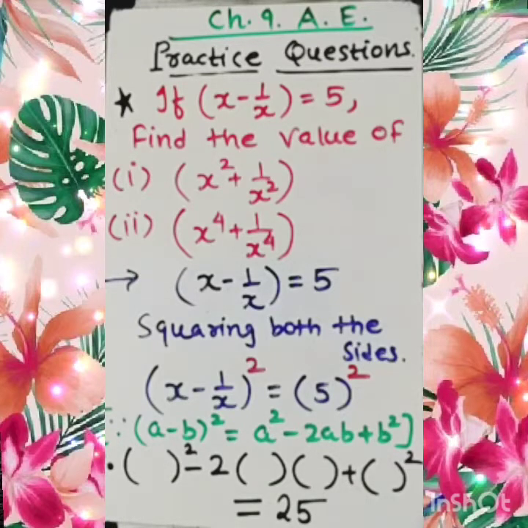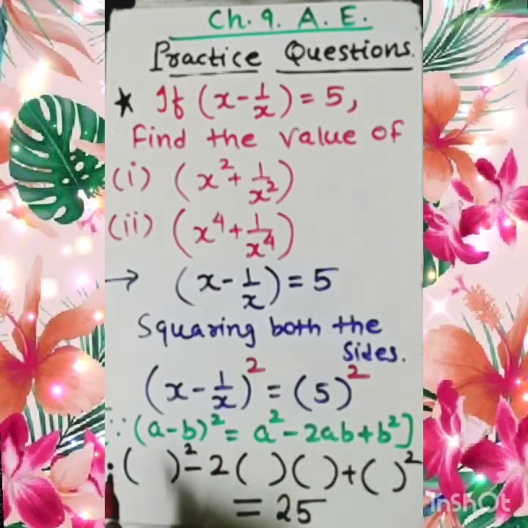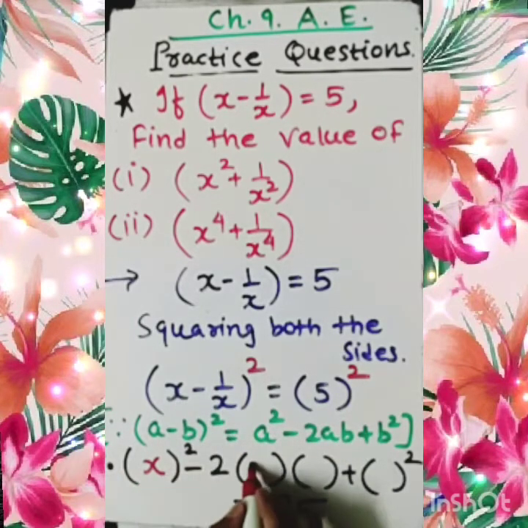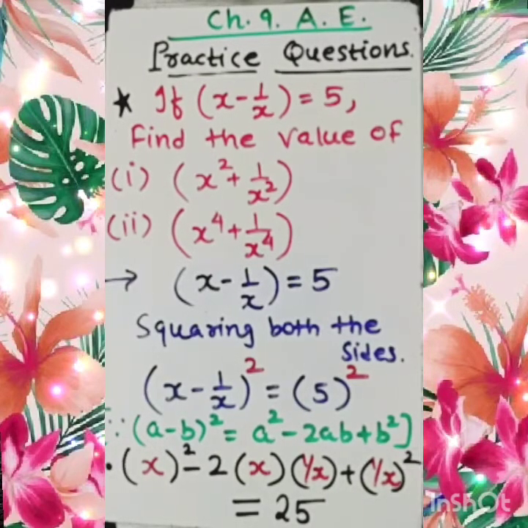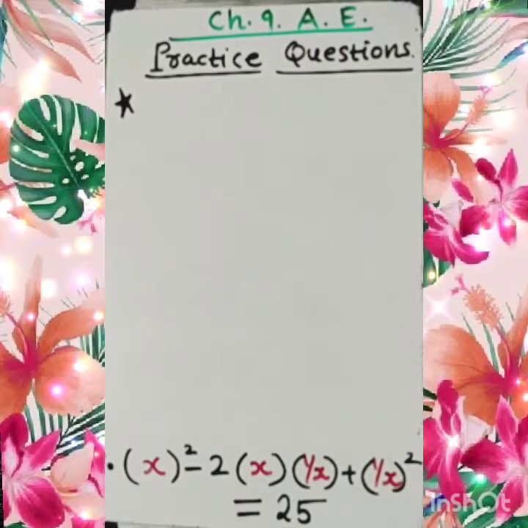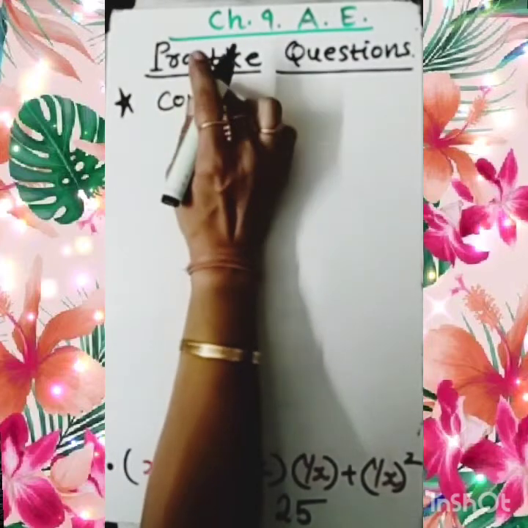Now, what about the LHS? Let's work it out. LHS has a, the first term, and b, the second term. So we need to apply here first term x, second term 1 upon x. Fine. So dear student, now let's see how to simplify. Let's continue with the next step. So the sum is in continuation.